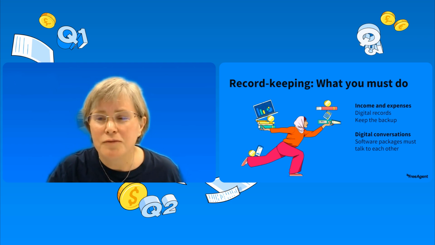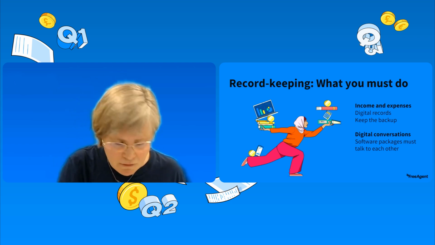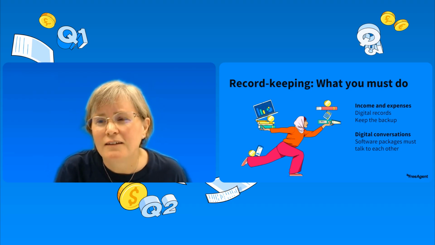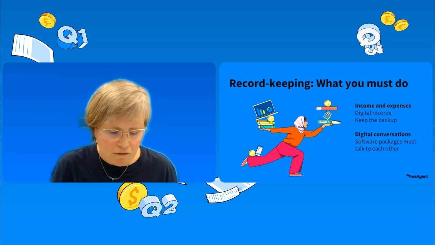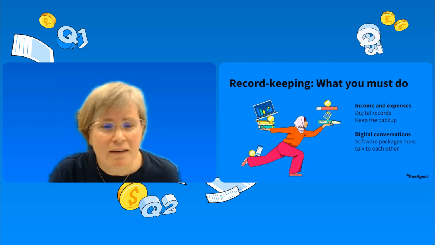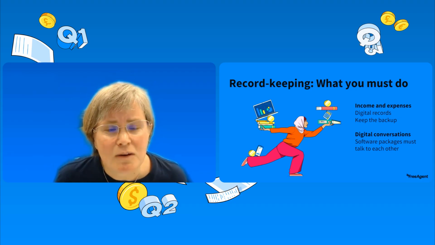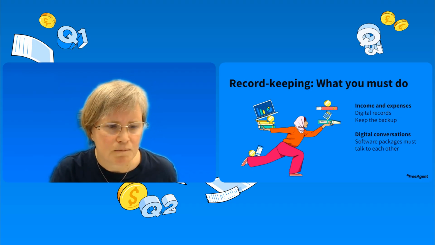You'll then need to file quarterly updates, which we're going to see shortly, and a final declaration at the end of the tax year. So if you're used to filing just one tax return every year, you're going to have quite a lot more filing to do, but I'm going to show you the filing process just shortly. It is nice and quick and easy through FreeAgent.